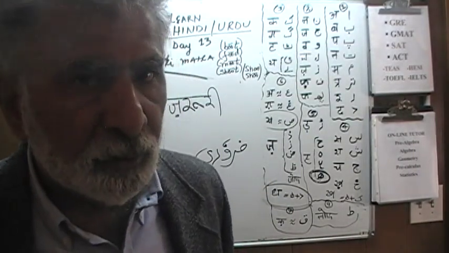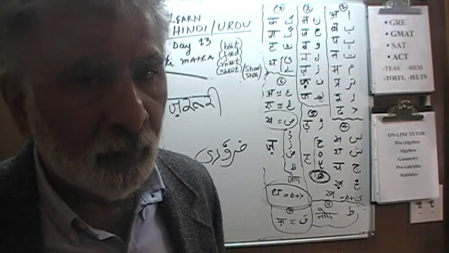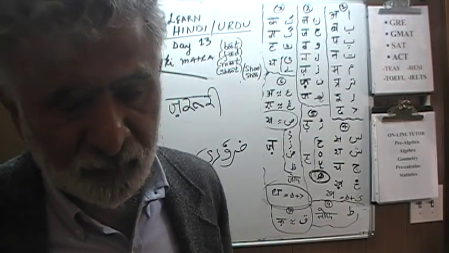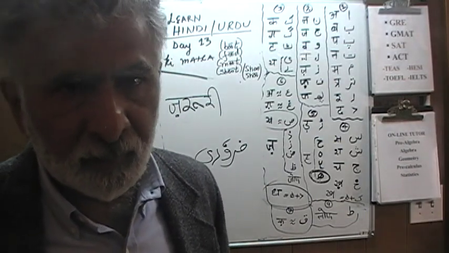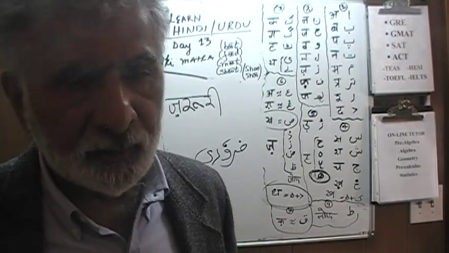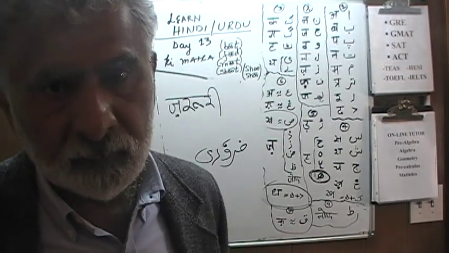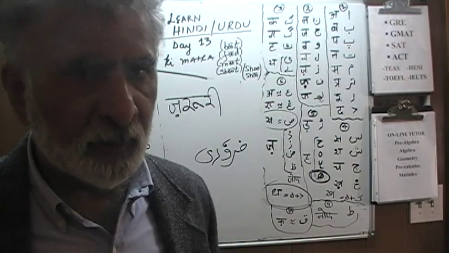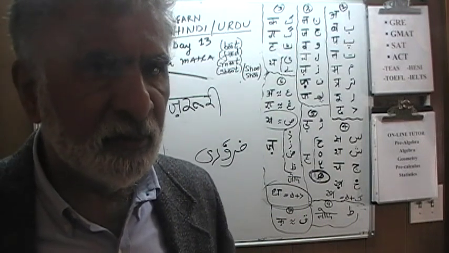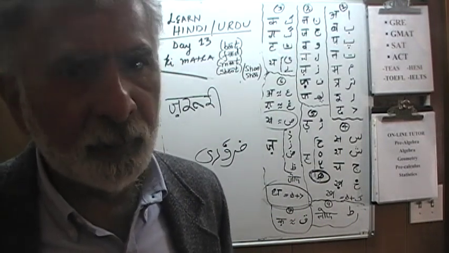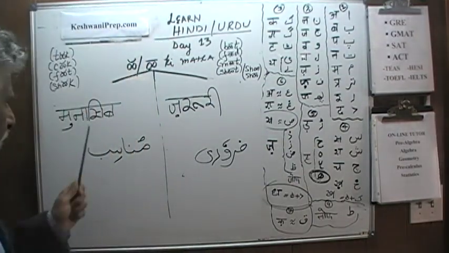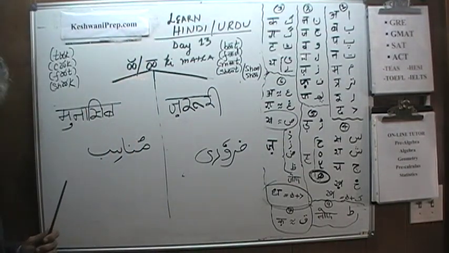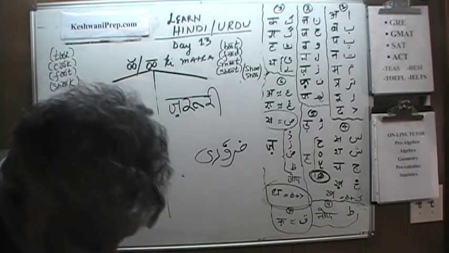When you're haggling with the shopkeeper back home, and he always gives you a high price to begin with, so you say to him, "Ab uski munasib kimat bataye." Tell me the appropriate price for it. Okay? Tell me a proper price. Give me a reasonable price. Reasonable, appropriate, munasib. That's how we write it. Munasib. Since we talked about munasib kimat, let's write kimat also.